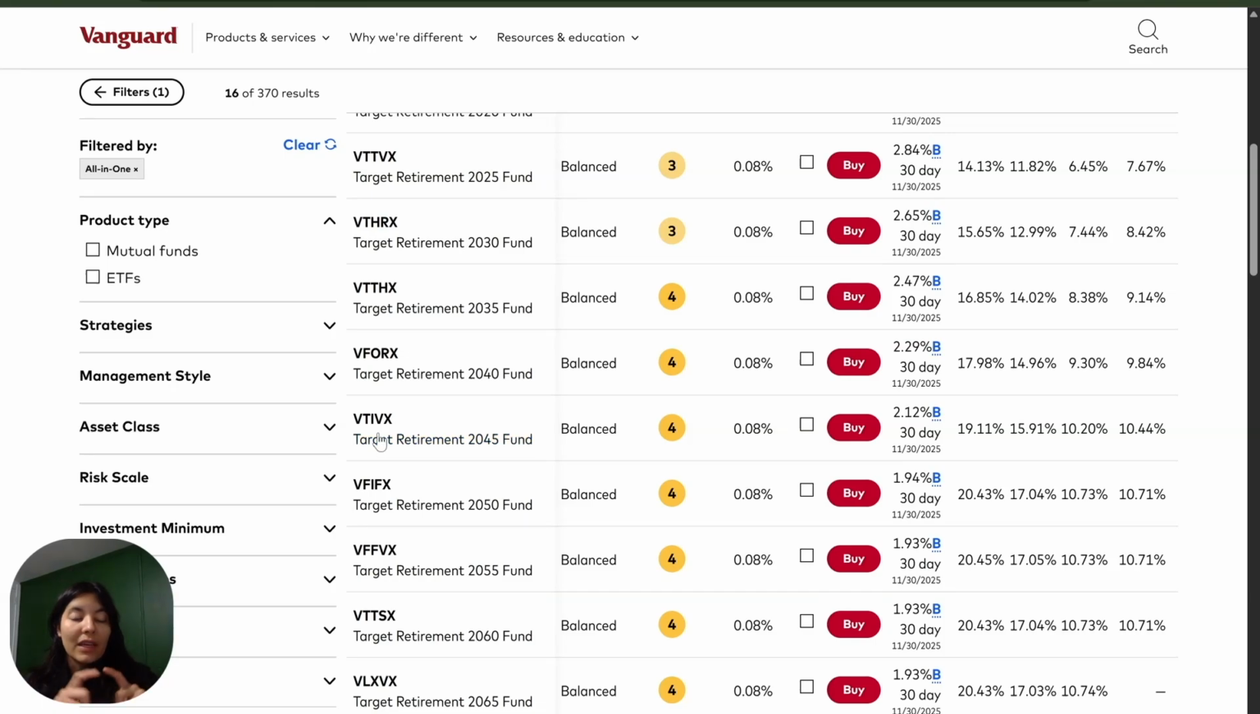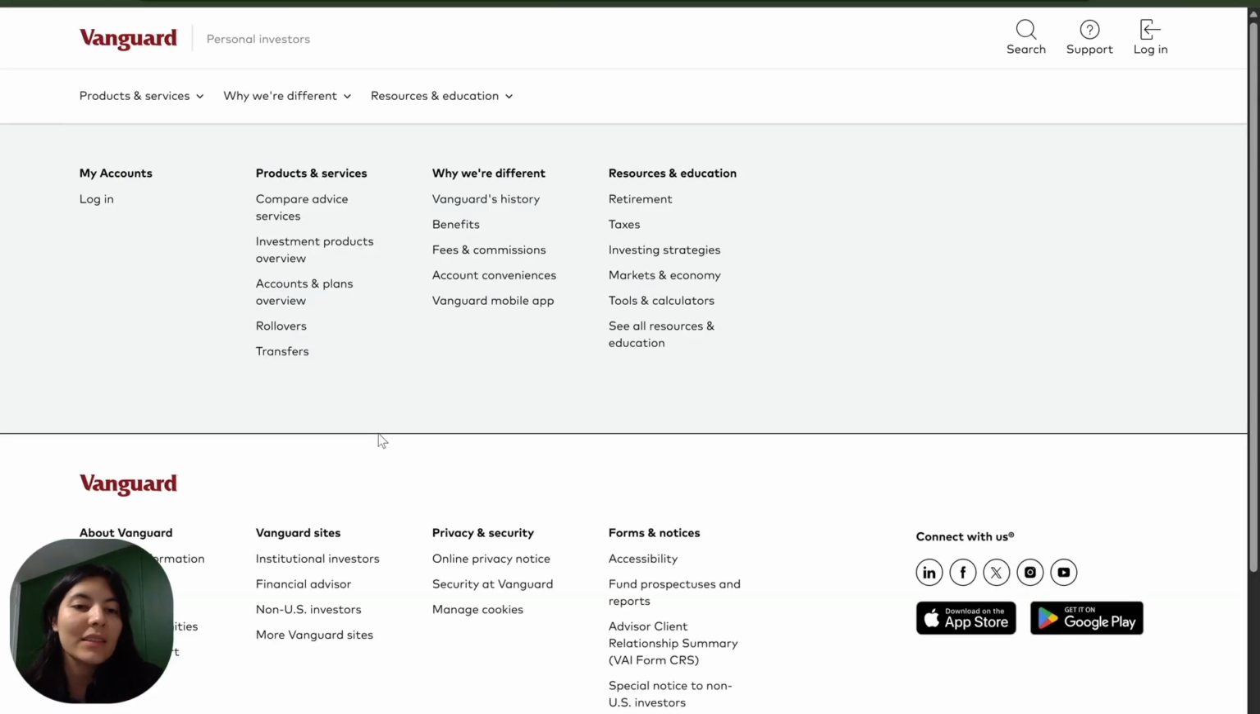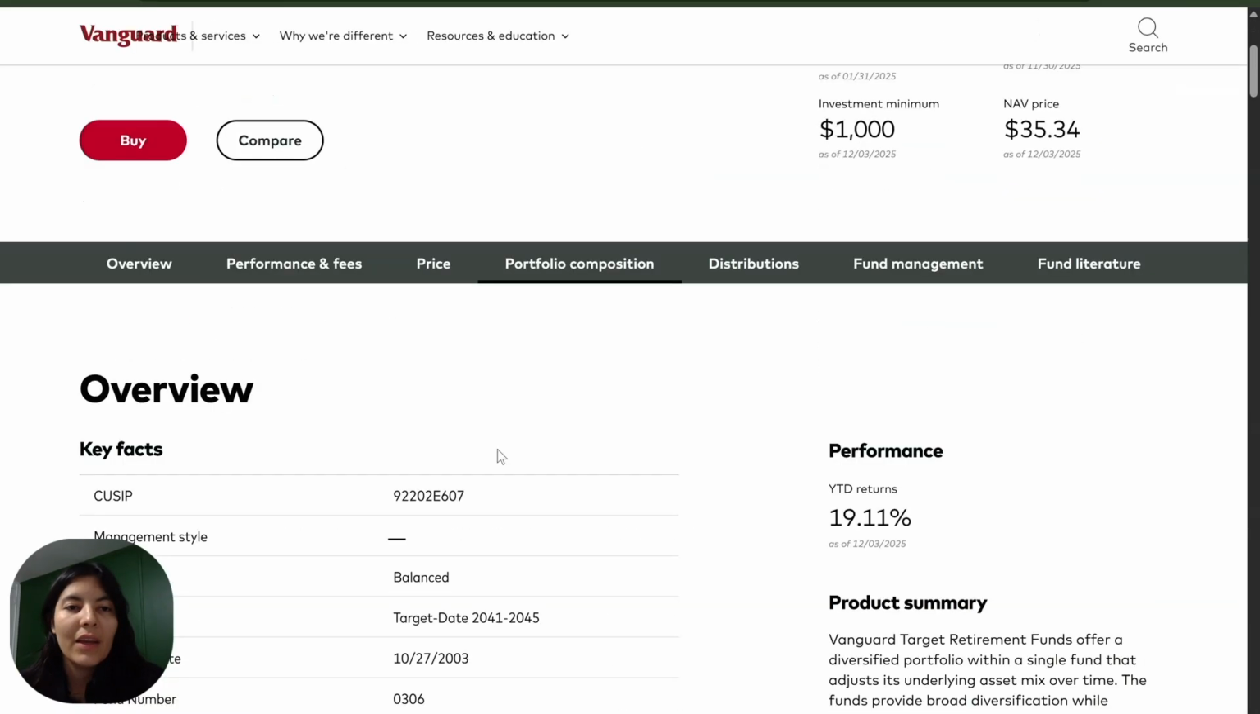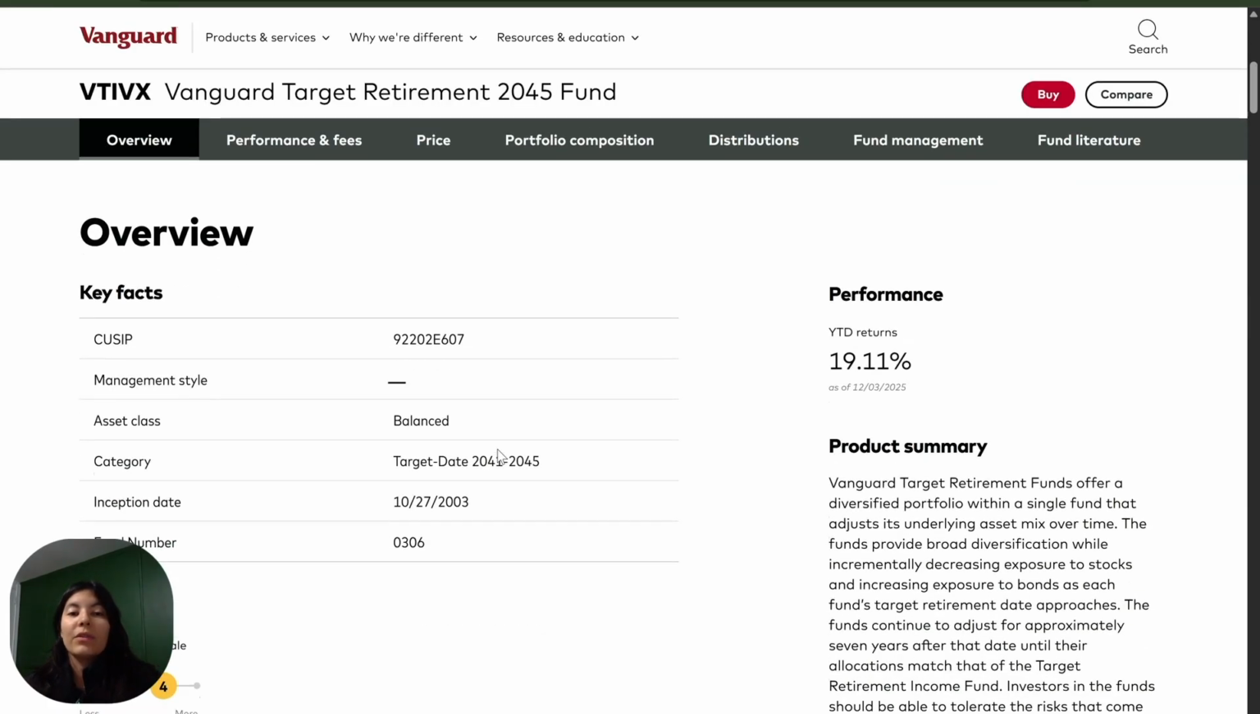And each fund is going to have their own code. So this one is VTIVX. And you can buy it, and you can also compare with others. If you don't mind being more aggressive with investing closer to your retirement age, then you can choose one that is even farther away, because they're not going to start to be conservative until even later.